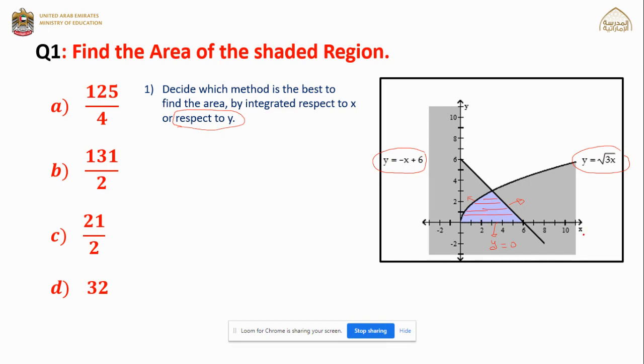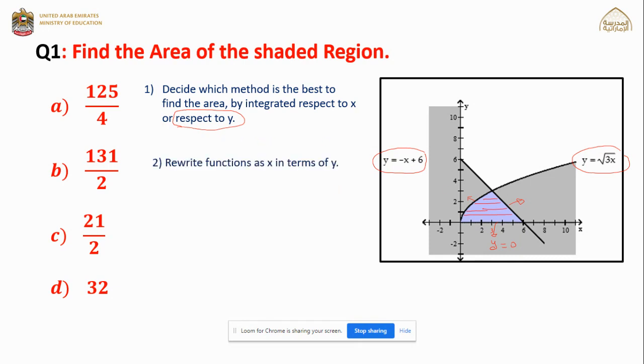If I go with respect to x, I will divide this area into two intervals, from 0 to 3 and from 3 to 6. So this is more difficult for us. So with respect to y, it's better for me. So I will go with respect to y.